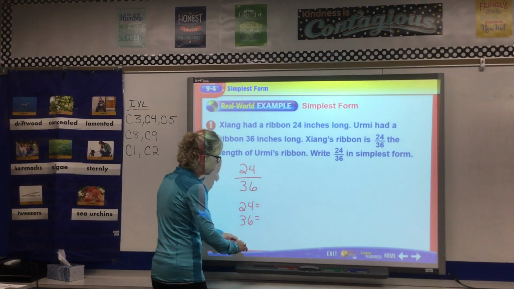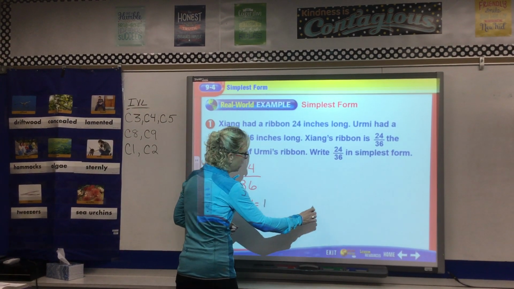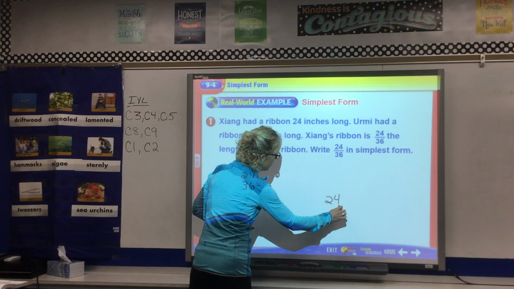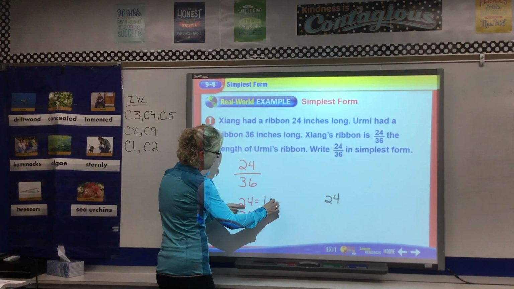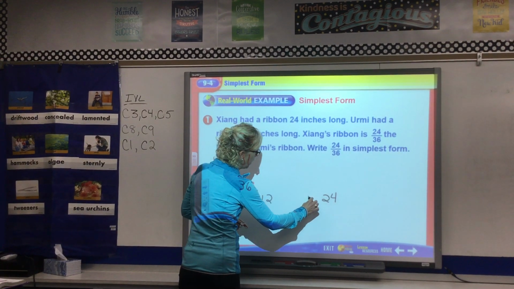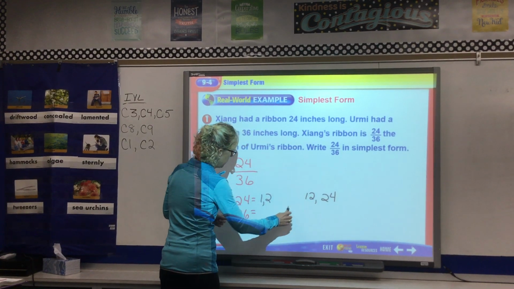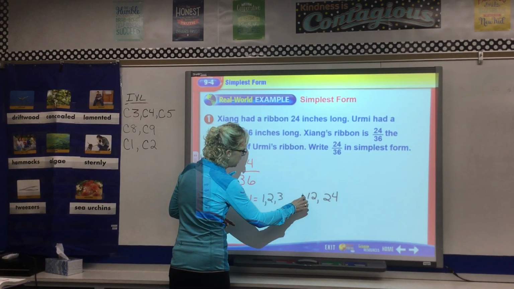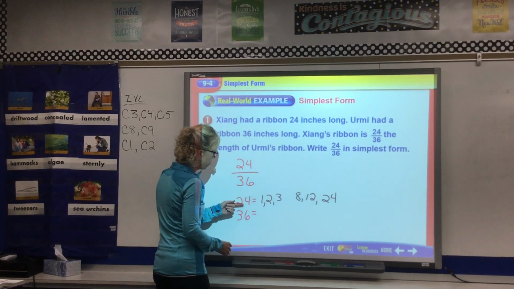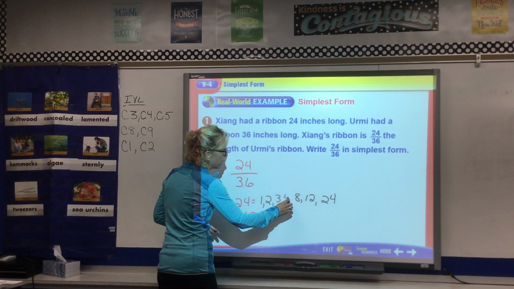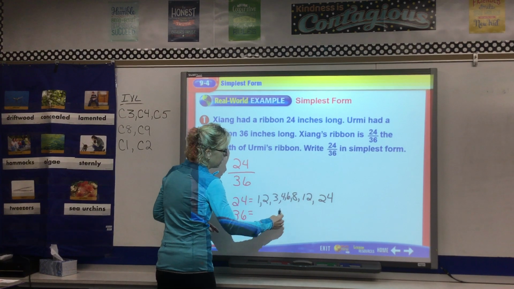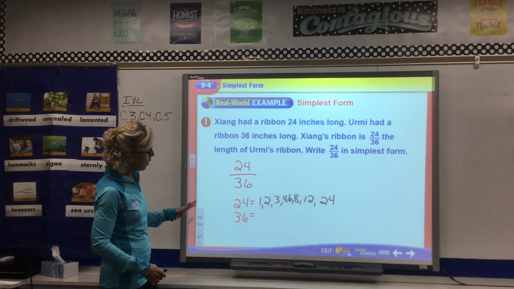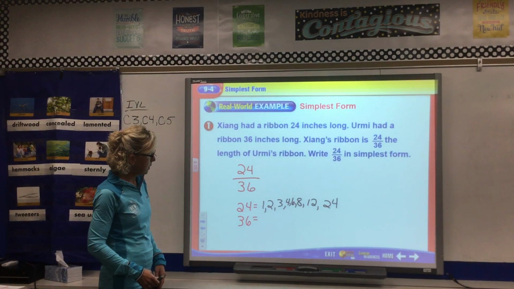So let's list factors of 24. I know that 1 times 24 goes into it. I know it's an even number, so 2 and 12. I think about 3. I know that 3 goes into 24 8 times. 3 times 8 is 24. And I also know that 4 times 6 is 24. So our factors are listed there.